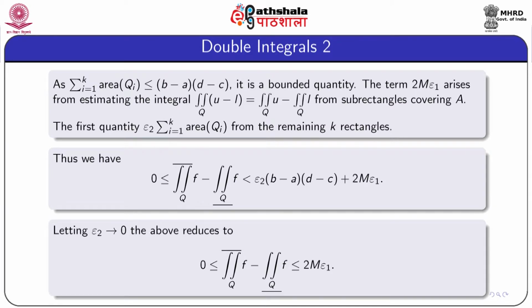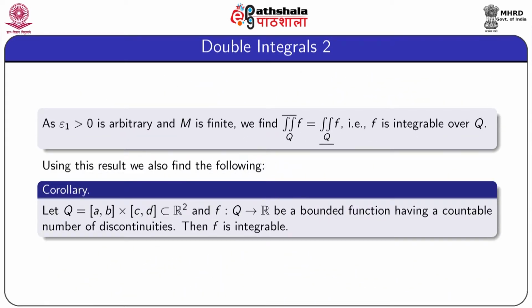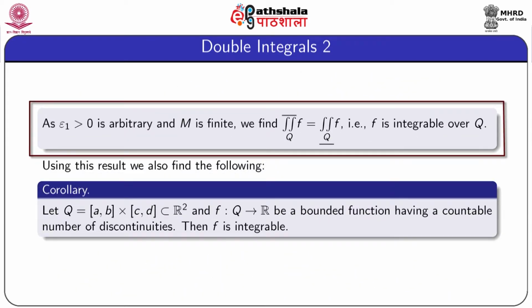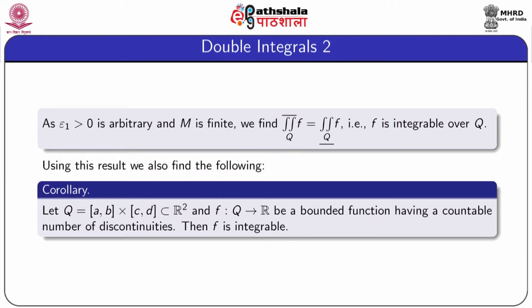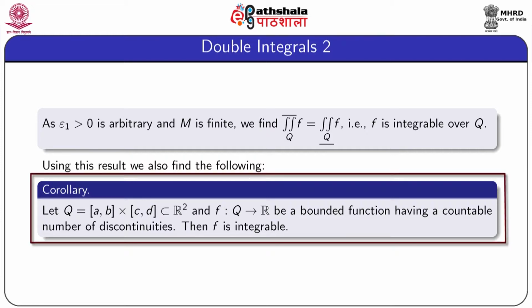Letting ε₂ tend towards 0, the above reduces to 0 ≤ upper integral of f − lower integral of f ≤ 2Mε₁. As ε₁ > 0 is arbitrary and M is finite, we find that the upper and lower integrals of f coincide, that is, f is integrable over Q. Using this result, we also find the following. Let Q = [a,b] × [c,d] and f from Q to R be a bounded function having a countable number of discontinuities. Then f is integrable.